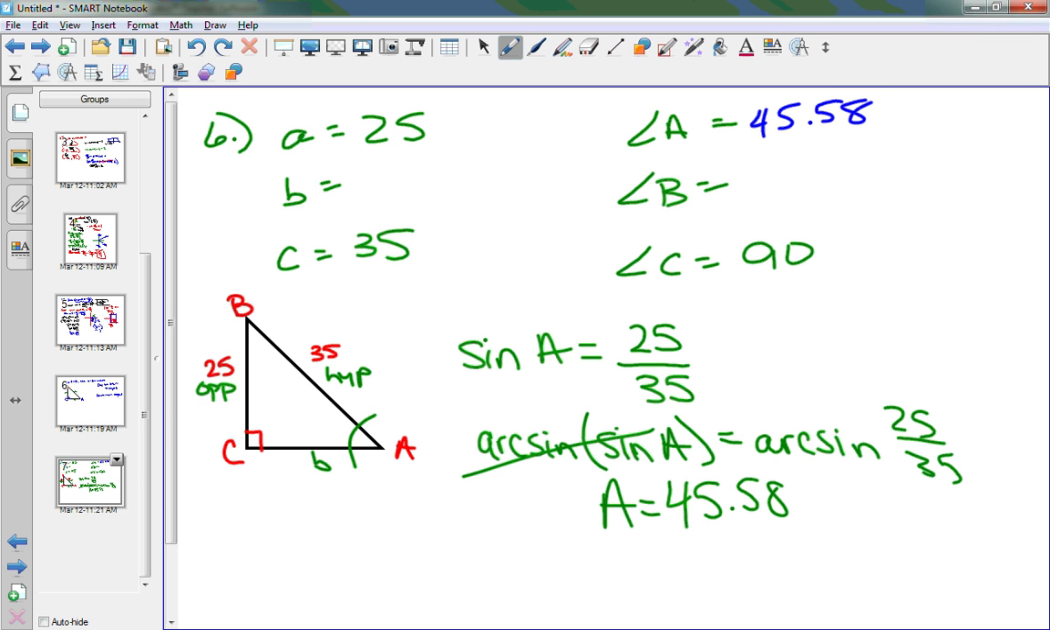Can I find angle B? Yeah, you're going to take 90 minus 45.58. Right? We all understand that. Okay? All right, any questions over what I want you guys to do the rest of the time? That's all you do on that. The rest of this is all application. Okay, I want to see how you guys do on this. How do you find B? Side B, put that right there. Okay, you guys are on your own.